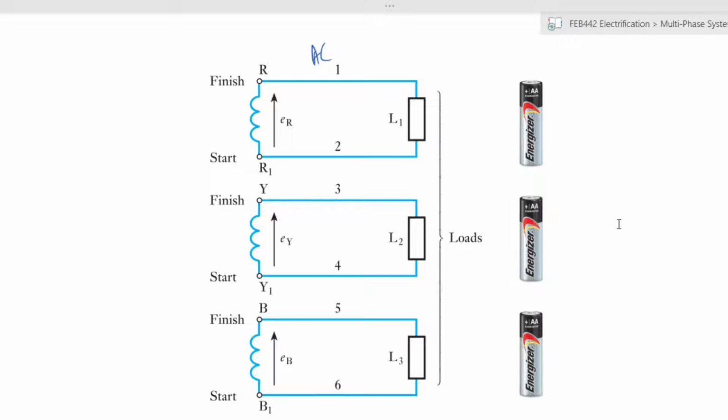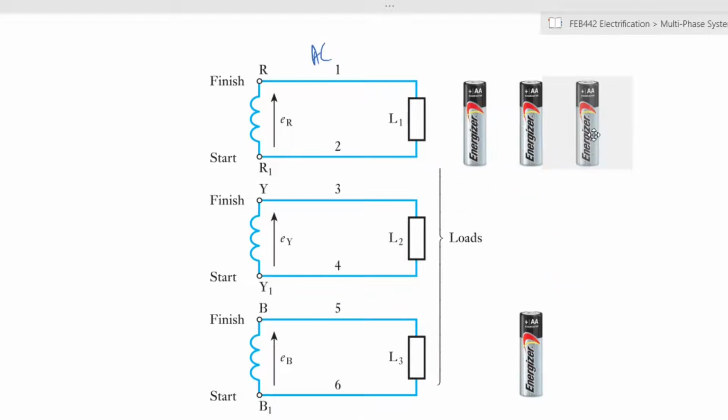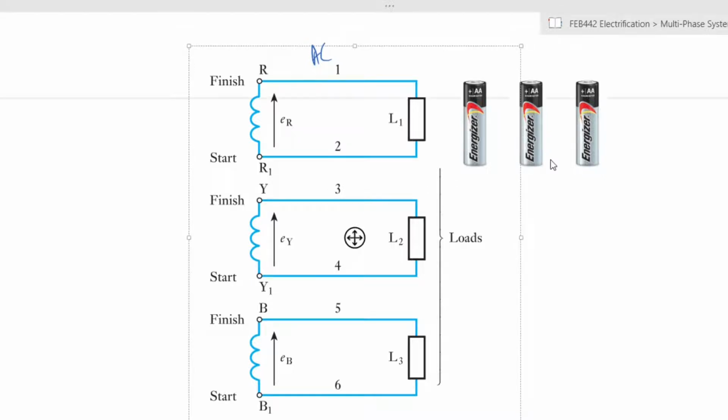Now if you were to put three batteries together, if you had three batteries next to each other, you have a number of options to connect them together. You can have them in parallel to each other, whereby you would have them one next to the other, like that, and then you would be able to, say, connect them, loop them like that.